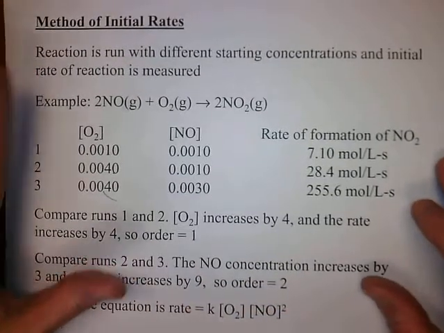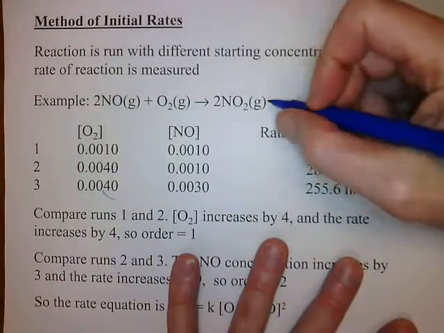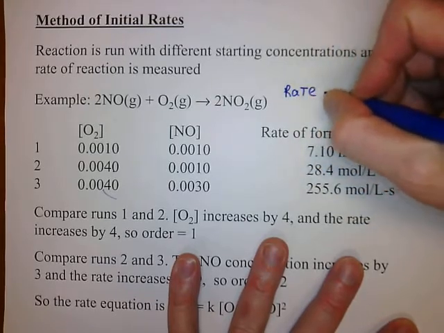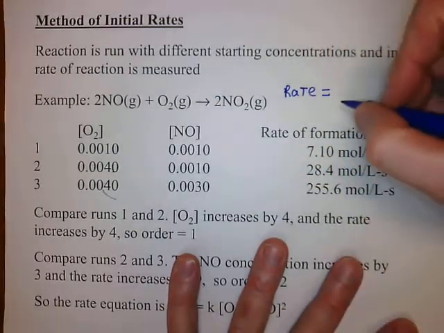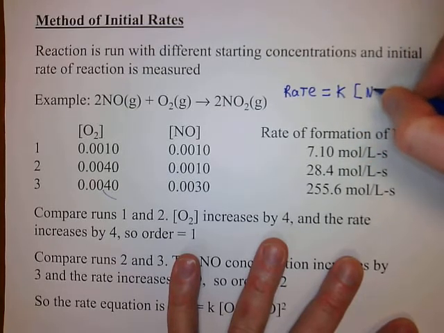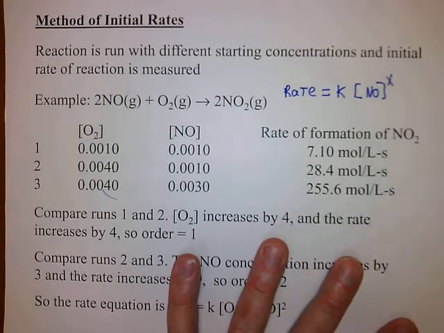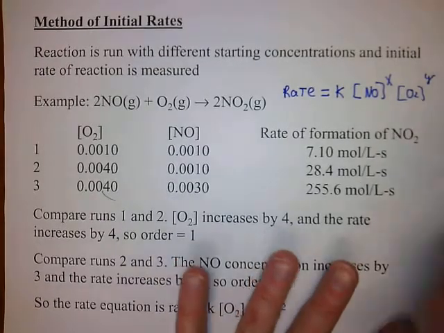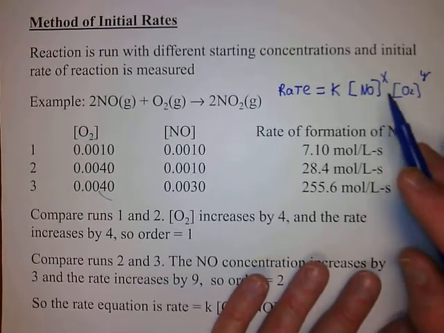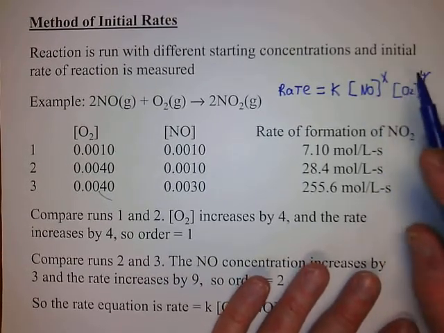So how do we figure out the reaction order? In other words, we know that the rate is going to be proportional to some constant K times the concentration of NO raised to some power times the concentration of O2. I'm just calling them X and Y here. You call them M and N. It doesn't matter. So we have to figure out what those exponents are.